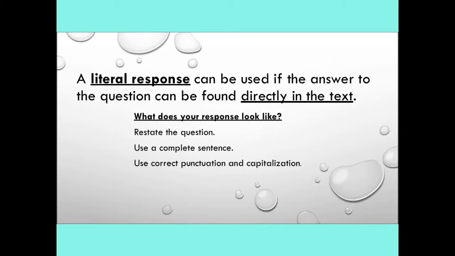There's no guessing involved. One thing, though, that we always want to do is structure our responses the same way. So whether this is a literal response or a reflective or an inferential, any type of response that you give to us, we want you to do three things. We want you to restate the question, use a complete sentence, and include correct punctuation and capitalization. So remember those three things anytime you respond.